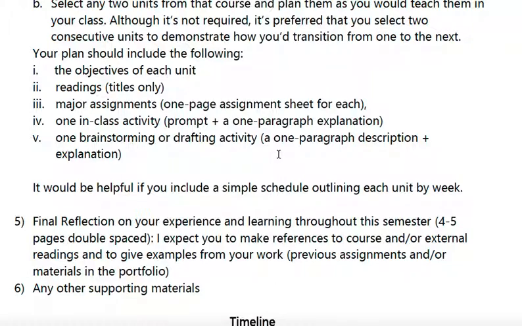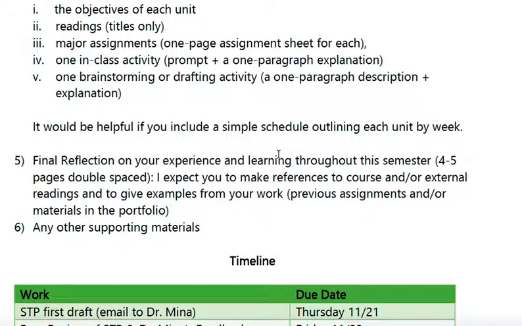Okay, so you can include a simple schedule outlining each unit by week. So it's like unit 1 is going to take us 4 weeks. This is what we're going to do in week 1, 2, 3, and 4. Just brief information. I don't want details here.